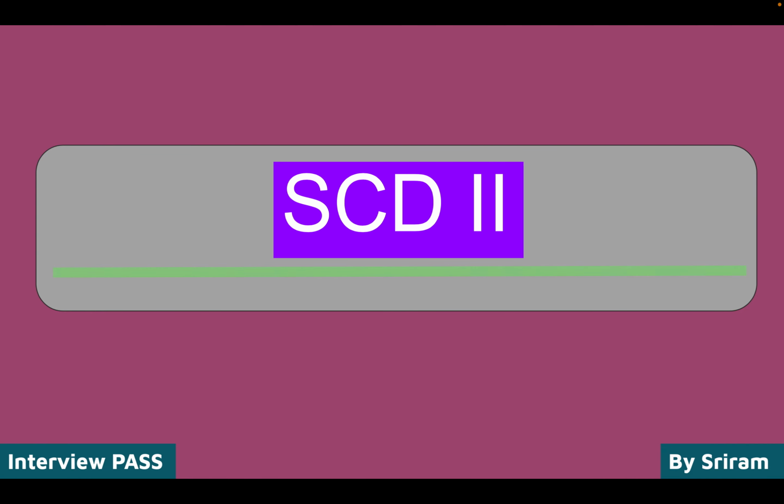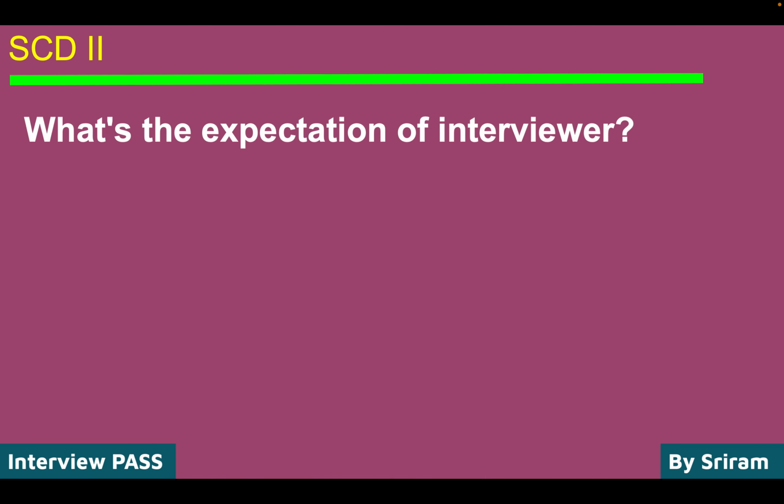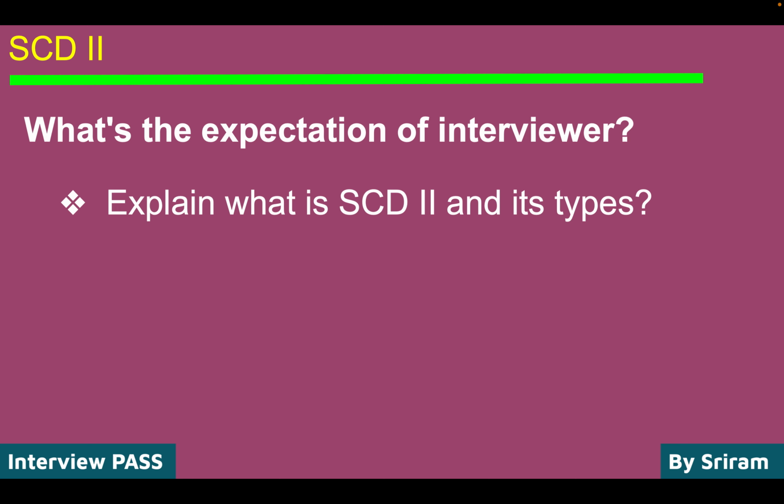Let us see the next topic here, which is the SD2 mapping flow. This is also very important. Okay, the SD2 flow explanation is very important, so you must know the transformations that we generally use. Okay, what is the expectation of the interviewer? Simple. Explanation of SD2 and its types.